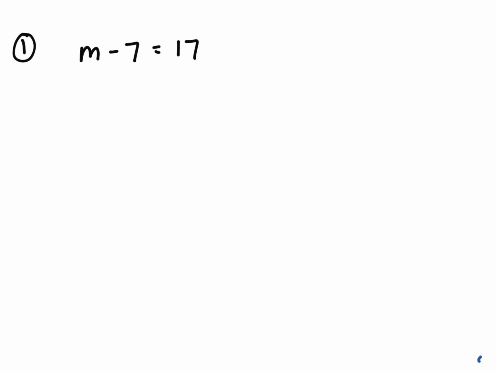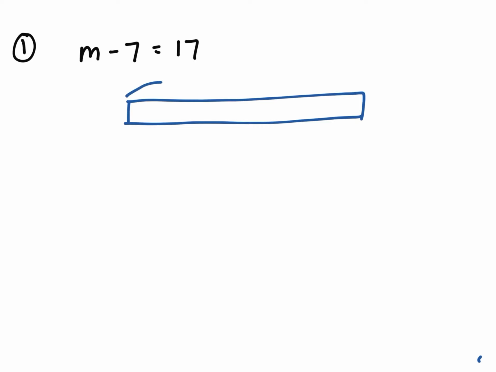To create a tape diagram for this, we're going to start with M. So this whole piece is M. And then we're going to take away 7 of it. So we're going to get rid of 7, and we're going to be left with 17.